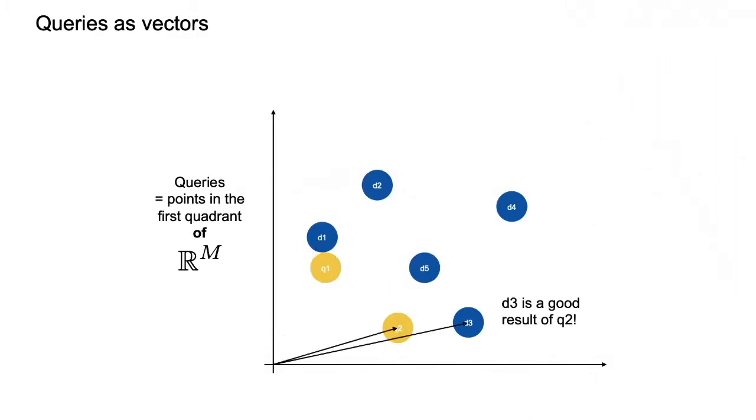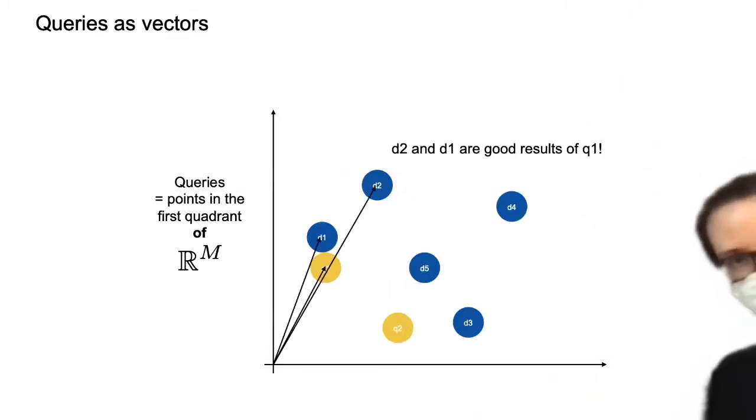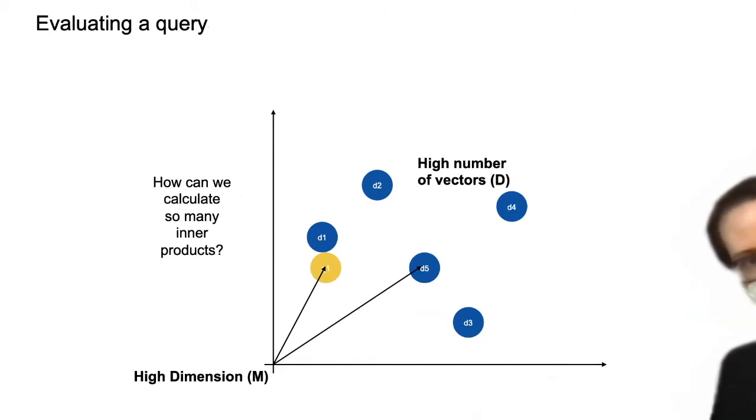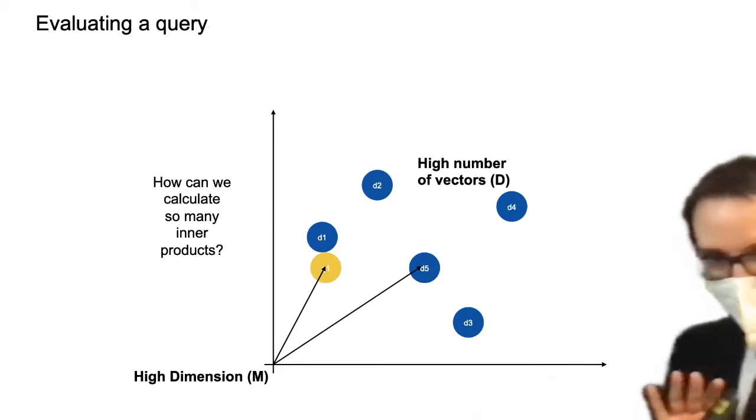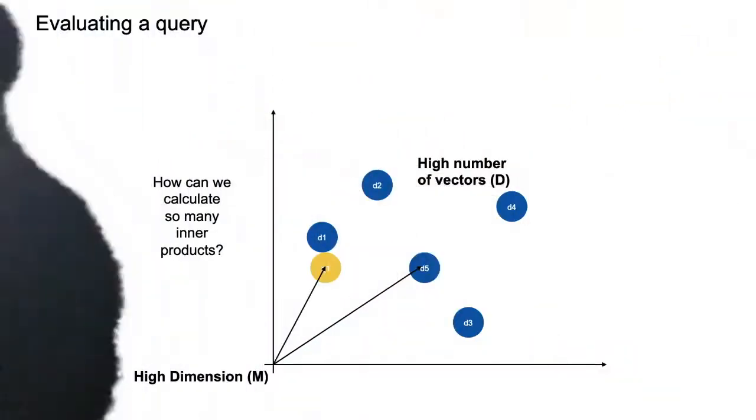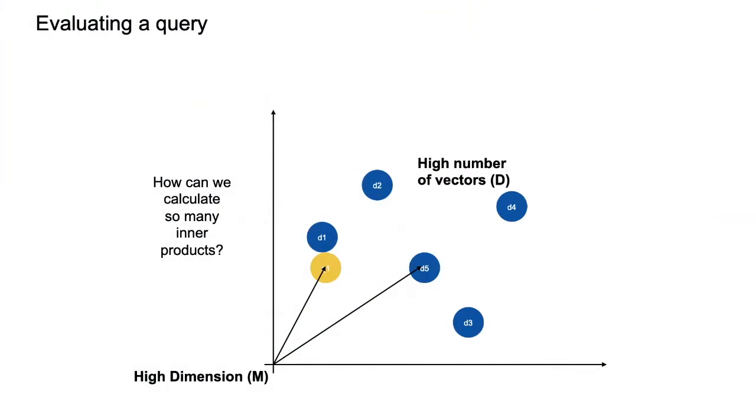So I even added these rows here to give you the intuition. Now comes the difficulty. We have to calculate, in real life, a query incoming, but maybe we have, let's say, 100 million documents. So we have 100 million points in there. We need to compute the dot products with them.